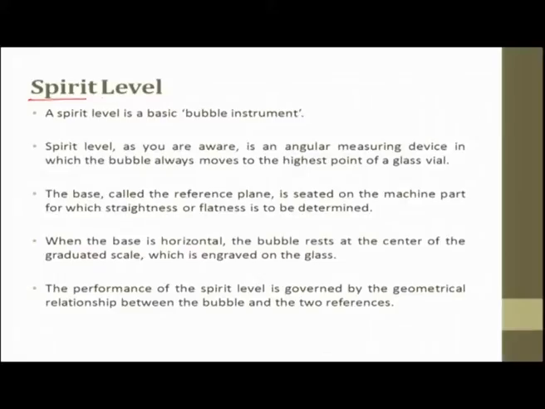Then we move to spirit levels. A spirit level is a basic bubble instrument. The spirit level, as you are aware, is an angle measuring device in which the bubble always moves. So, it is something like this: you have a bubble, and you have graduations. This is a bubble which moves, and here is the graduation glass tube.